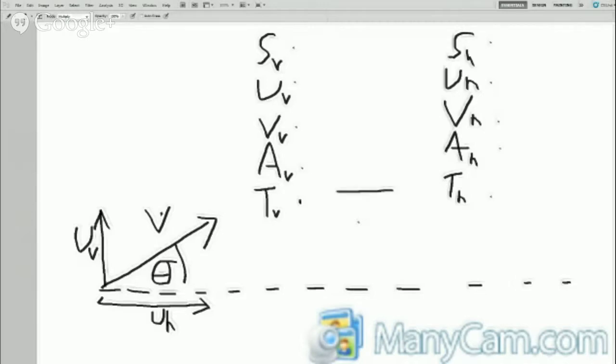But that key about the times not being independent means that if we know one of these times, we know the other. So maybe for horizontally, for example, we need to know the time, but we don't have enough quantities here to work out what it is. If we can work out the time vertically, we can use that time over here.